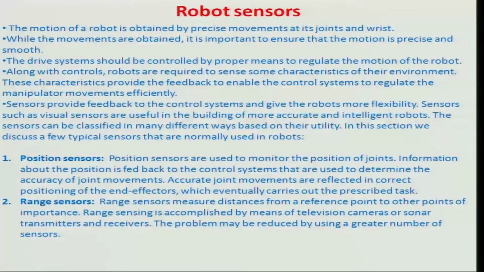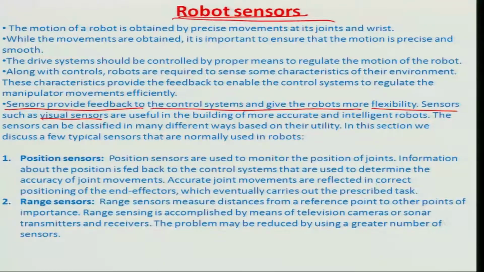The other important component that the robot has is sensors. Obviously, the sensors are systems which provide feedback to the control system and give the robot more flexibility. There may be several sensors. There can be visual sensors which are useful in building more accurate and intelligent robots. They can be classified in many different ways based on their utility.